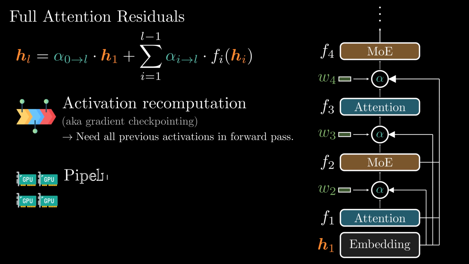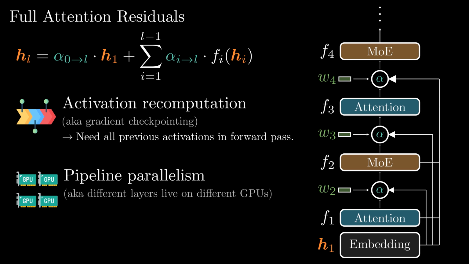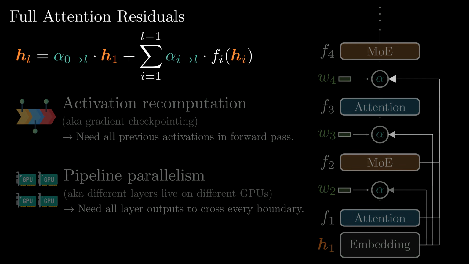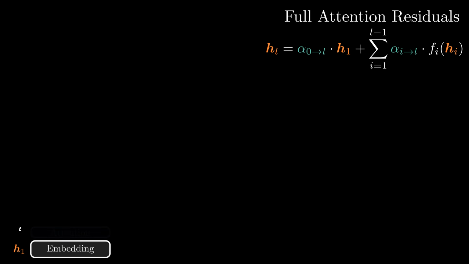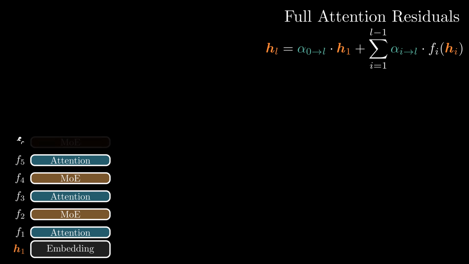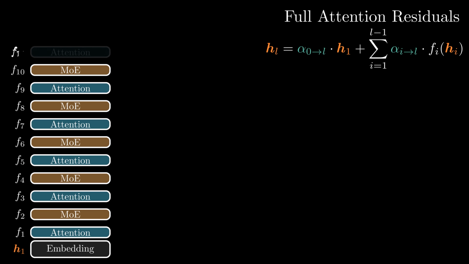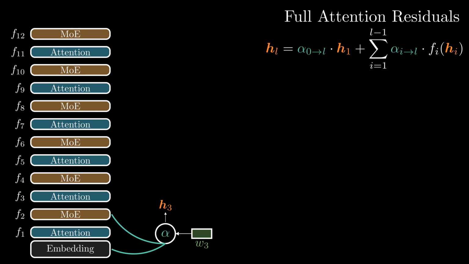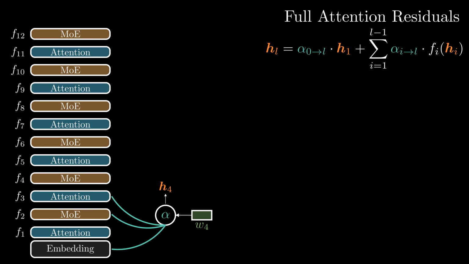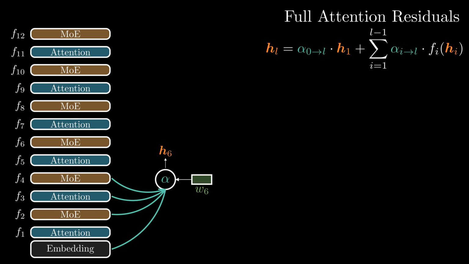Second, communication. Training large models requires distributed training across multiple GPUs. But with attention residuals, every layer output must be transmitted across devices, resulting in significant communication overhead. Therefore, we need a smarter design that preserves the benefits while managing the cost. Let's first visualize the full attention residuals. Here we have a transformer with 12 layers. To compute the input to the I layer hi, we need to linearly combine the outputs of all the previous layers.